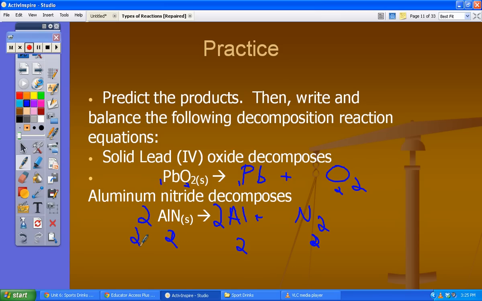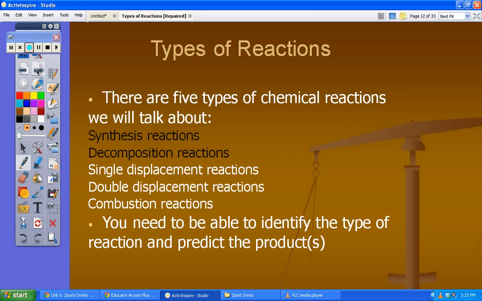left side also. So the balancing of these is pretty easy compared to a lot of the balancing ones we did earlier in the year. Not too bad. So that's synthesis, decomposition are done.